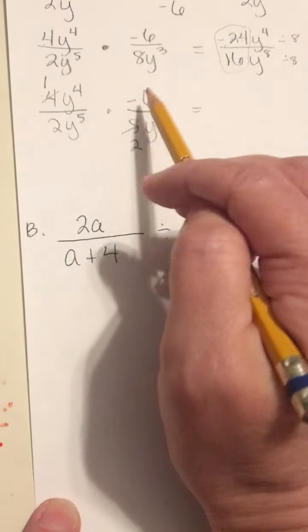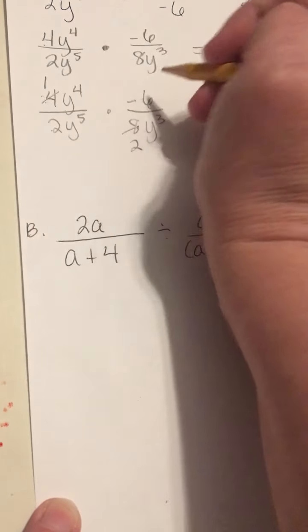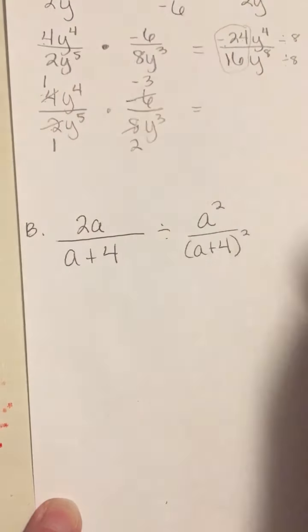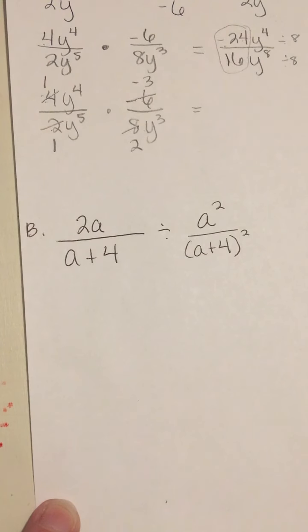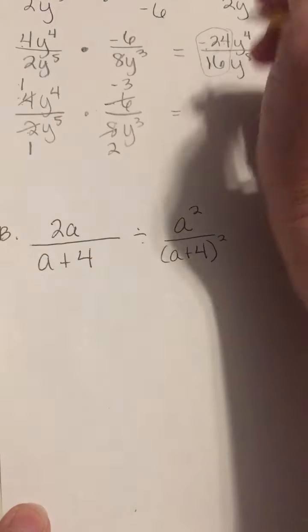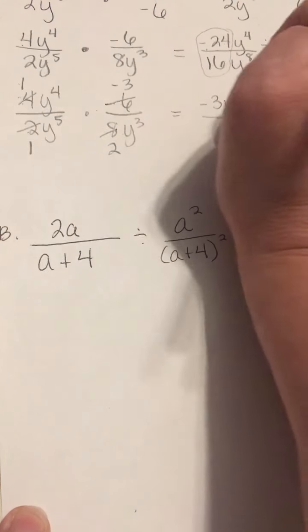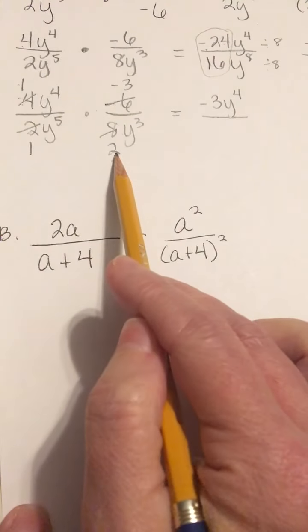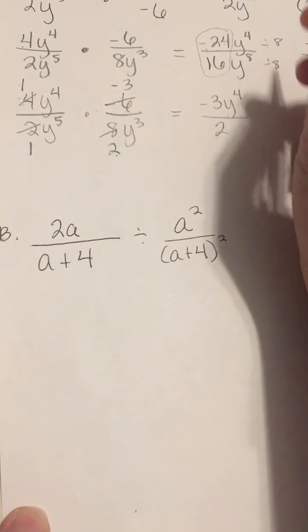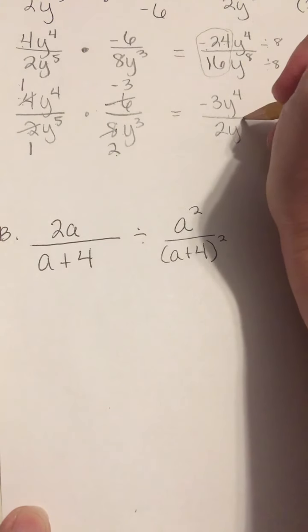Let's look at our other cross products here. I've got negative 6 over a positive 2. Well, those have a common factor of 2, so that would make this a negative 3, and that would make that a 1, okay? And now I can just multiply straight across. 1 times negative 3 is negative 3. I still have my y to the 4th over 1 times 2 is 2. And I have y to the 5th times y to the 3rd is y to the 8th.